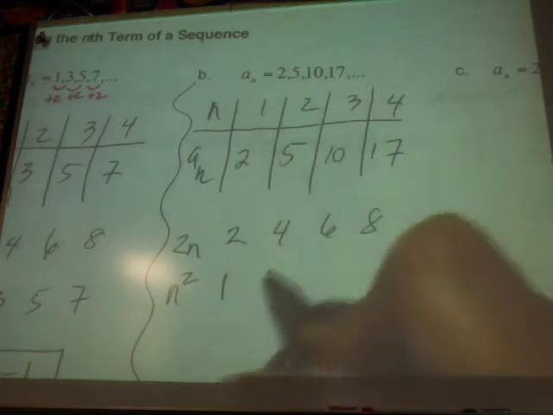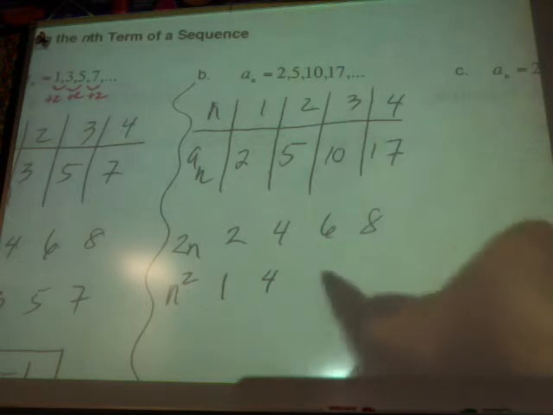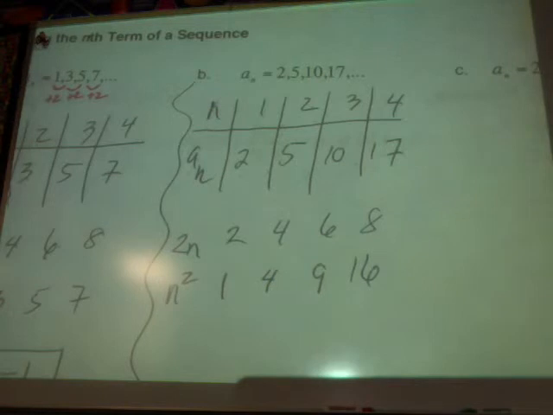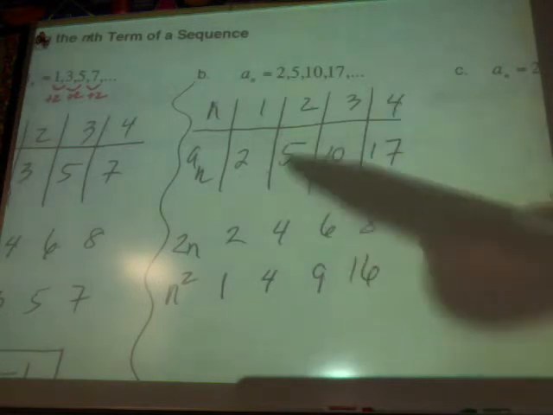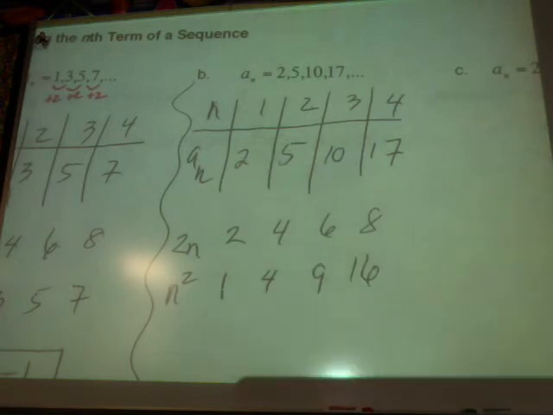2 squared, which is 4. 3 squared, which is 9. And 4 squared, which is 16. We're a lot closer, aren't we? 17 and 16 is 1 off, 10 and 9 is 1 off, 5 and 4 is 1 off, and 2 and 1 is 1 off, right?